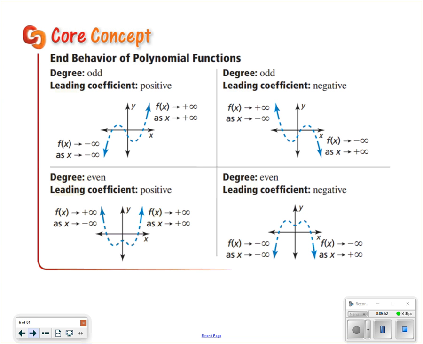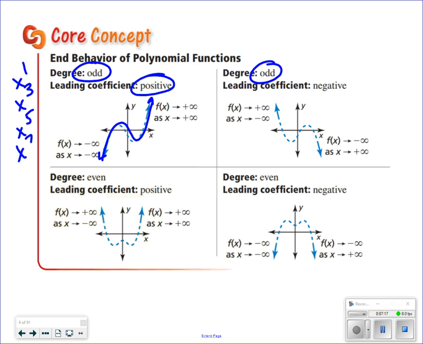So here we go. If you have an odd degree, meaning x to the 1st, x to the 3rd, x to the 5th, x to the 7th, then the end behaviors will go in opposite directions. So if you have an odd and the lead coefficient is positive, then it's going to go upward from left to right. If you have an odd and the lead coefficient is negative, it's going downward from left to right.